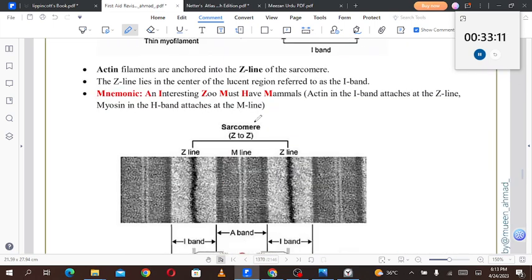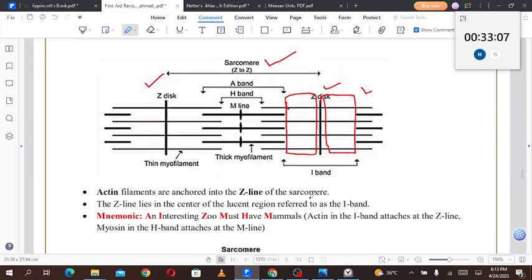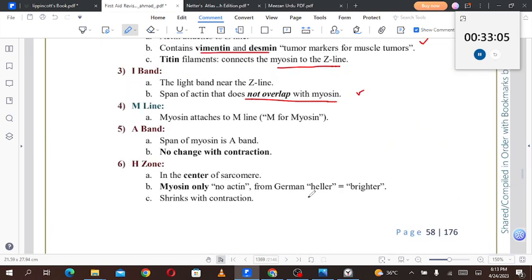That is also visible in this picture. This is the I band. There is no overlap in this area. That is why it's called an I band, because your eyes can see through it.